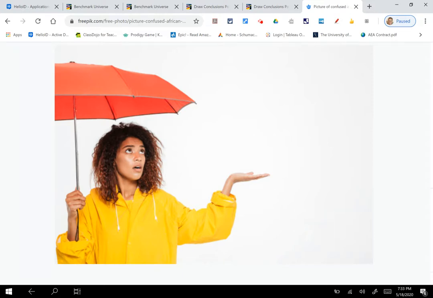It says, when Mia wakes up, she looks outside. Before heading to school, she puts on a raincoat and boots and takes her umbrella.